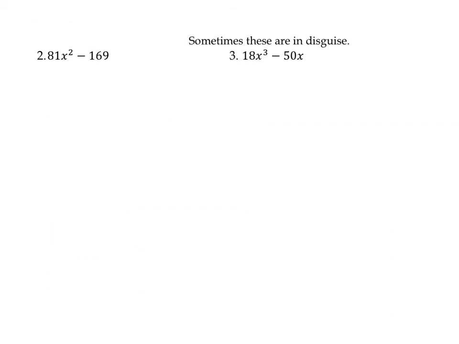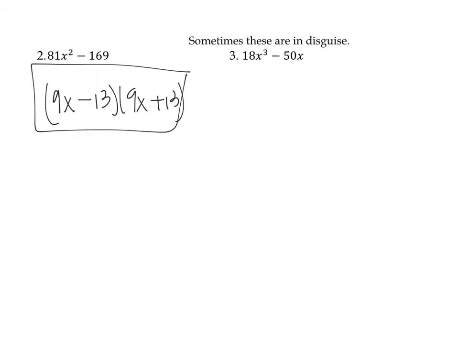I'm going to quickly do number 2 for you. This time I'm not going to follow that rule. I'm just going to ask myself, what is the square root of 81? Well, that's 9. What is the square root of x squared? That's x. What's the square root of 169? That's 13. So I know one of them is going to be a minus 13, and the other is going to be plus 13. It's as simple as that. That's my answer. Sometimes you don't need to do the full 4 steps. If you choose to do that, that's fine. You'll always get the right answer. But sometimes you can go straight from my original problem to my answer.